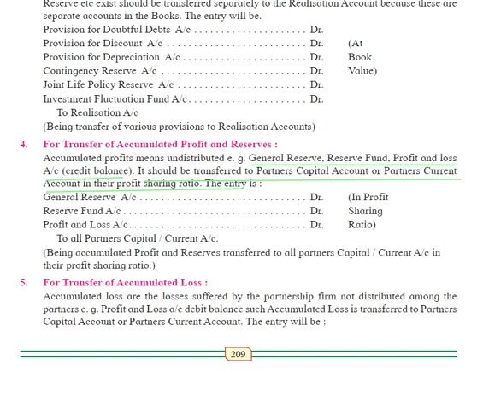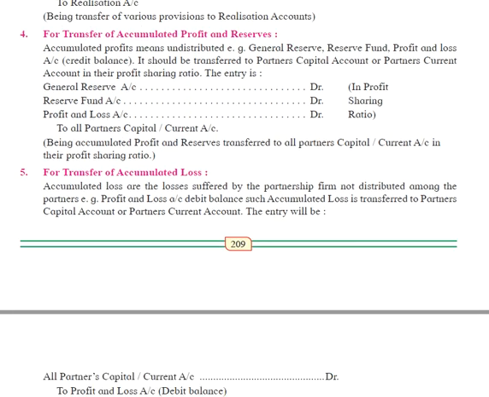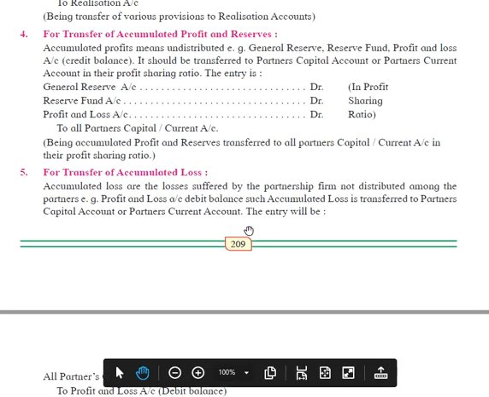The entry is: general reserve account debit, reserve fund account debit, and profit and loss account debit, to all partners' capital accounts or current accounts, being accumulated profits and reserves not distributed. So these entries transfer accumulated profits and reserves to all partners' capital or current accounts in their profit sharing ratio. And the fifth one is for transfer of accumulated losses.